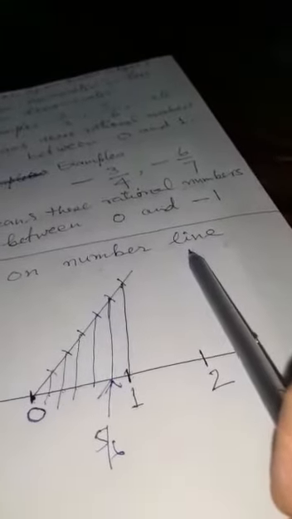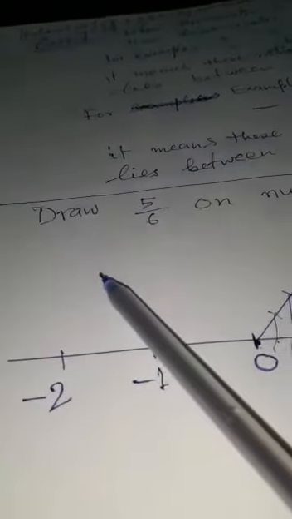For negative values, for example minus 3 by 4, minus 6 by 7, it means these rational numbers lie between 0 and minus 1.